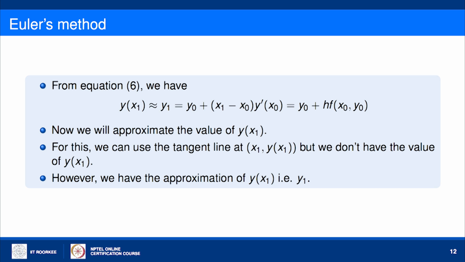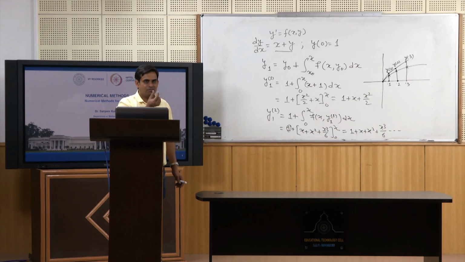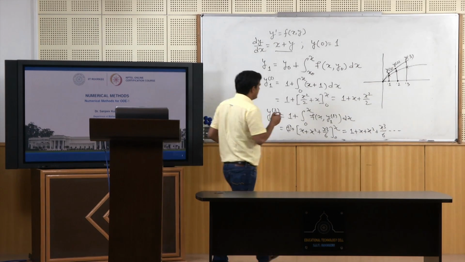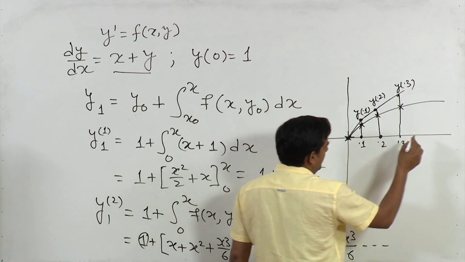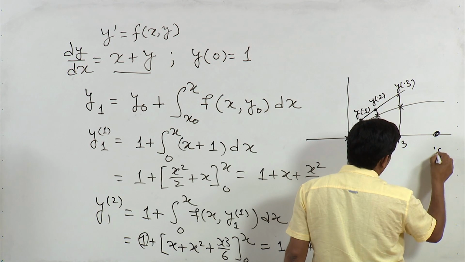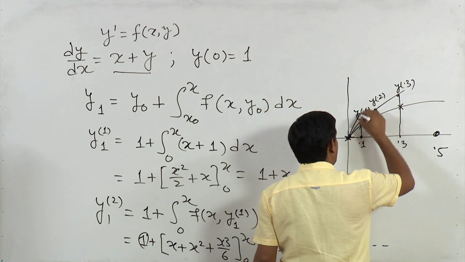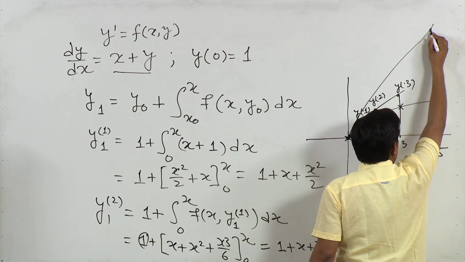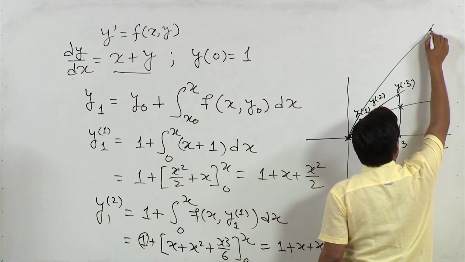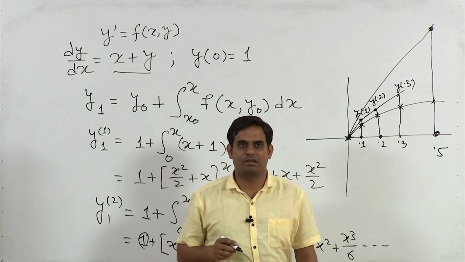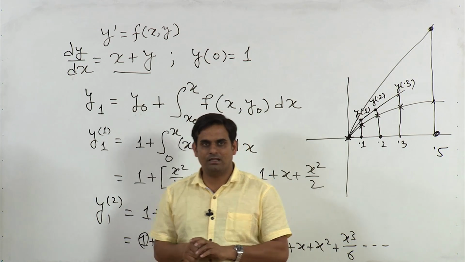So, y at x1, that is the approximated value y1, is given by y0 plus (x1 minus x naught) y dash x naught, and as I told you, this approximation is valid only when x1 is very close to x naught, meaning I have a very small h, a very small step size. If I take a large step size, let us say I have the value at 0 and I want to find it at 0.5, I will take a tangent here and the tangent line will go there. My original solution is this one, but I will get this one as the approximation. So, I will get more error if the step size is large.